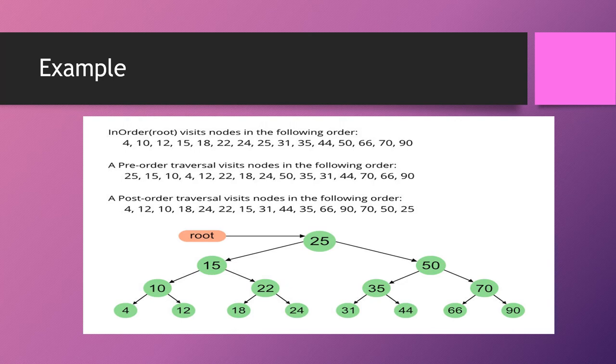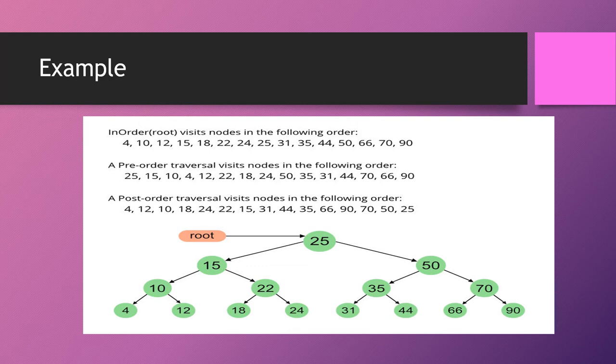So first the root node is 25, after that the left node is 15, and the left node of 15 is 10, and the left node of 10 is 4, and next it visits the right node. Here the last right node is 12. After that, it visits 10 and 15, but these are already completed, so it goes to 22 because it is the root node. After that, the left node is 18 and the right node is 24.